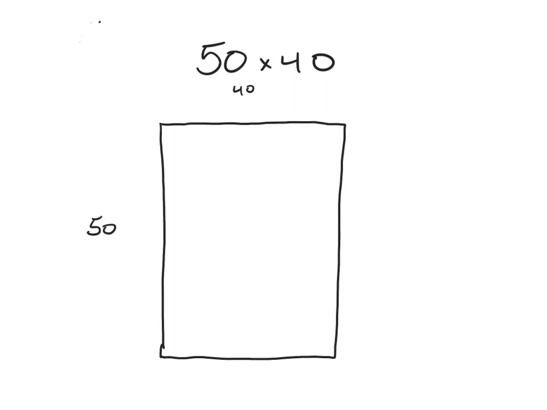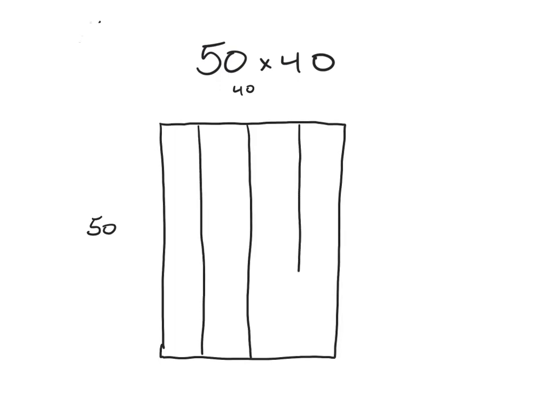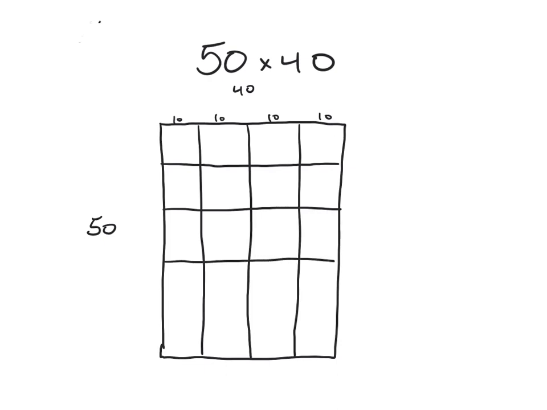Then once again, I'm going to split it into sections of 10. So on the top, there's going to be 4 sections of 10, so 10, 10, 10, and 10. And then on the sides, it's going to be 5 sections of 10. I'm going to do my best to draw 5 somewhat equal sections of 10 here. Not too bad. 10, 10, 10, 10, 10.